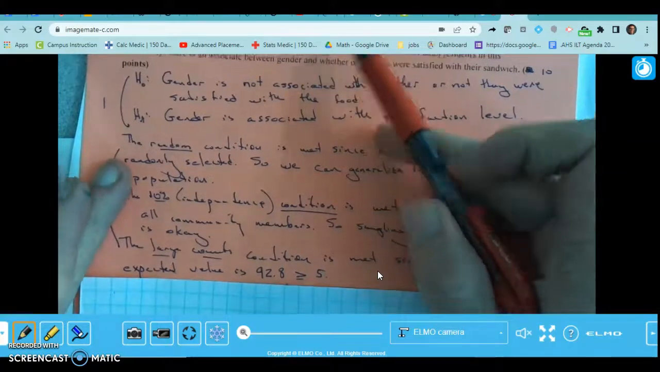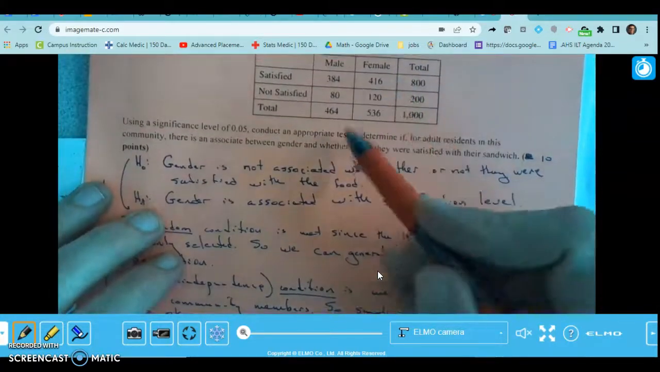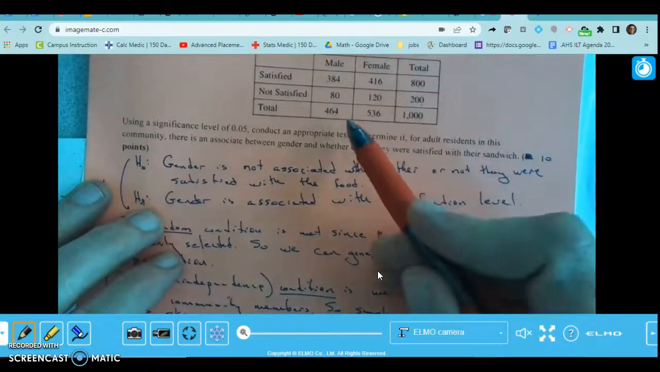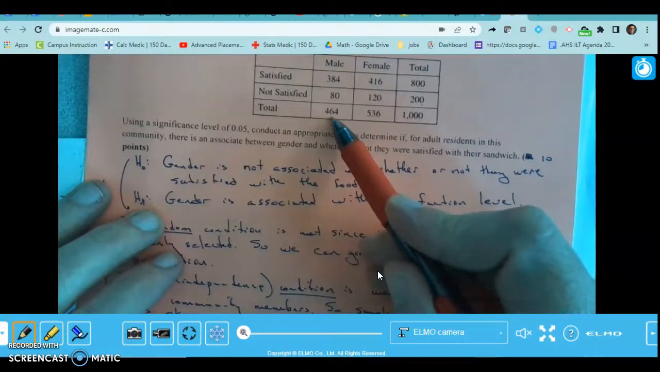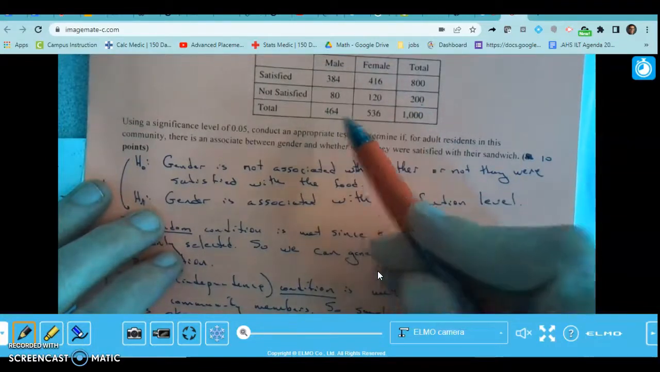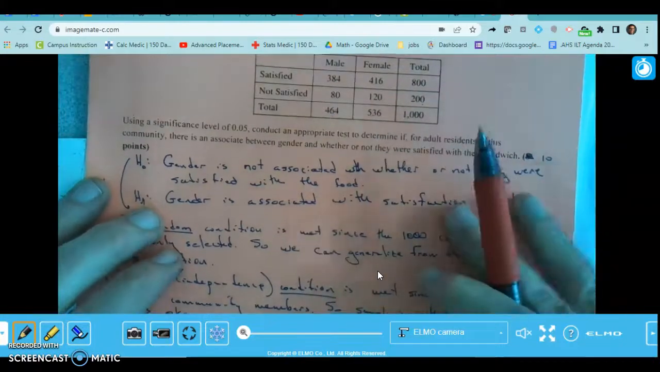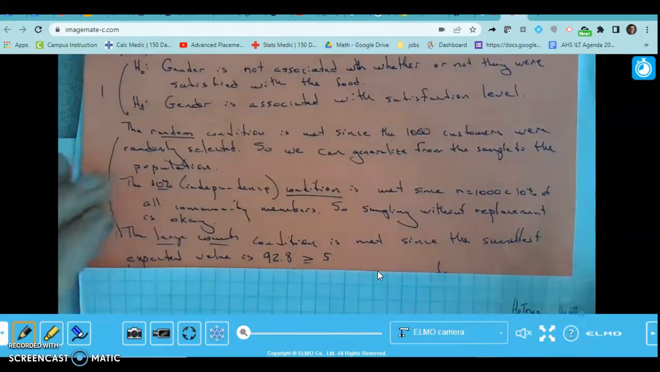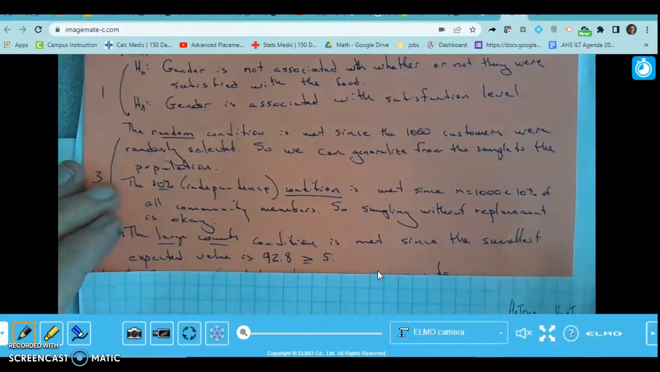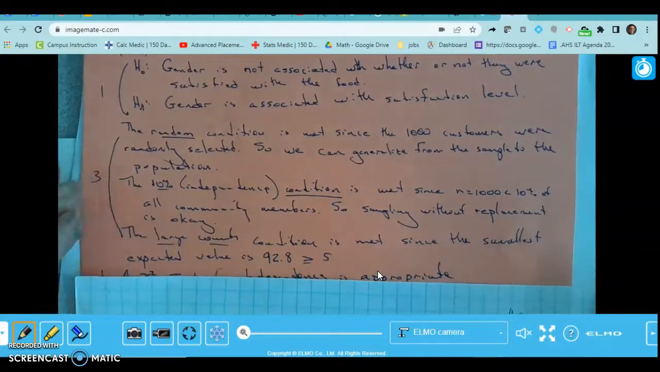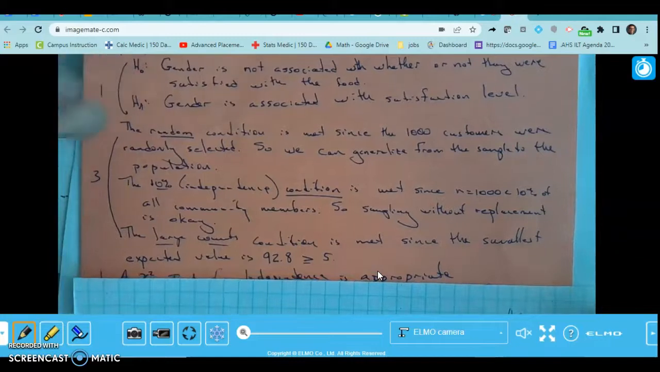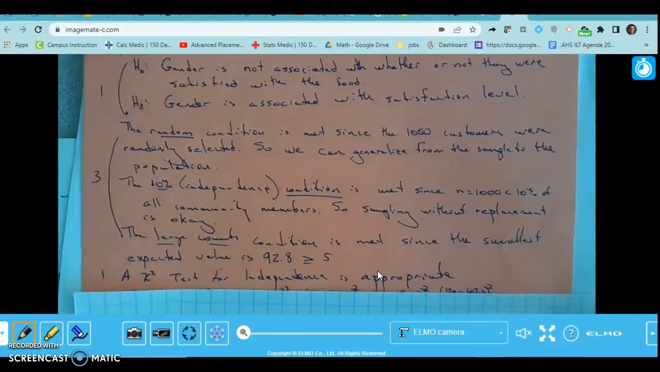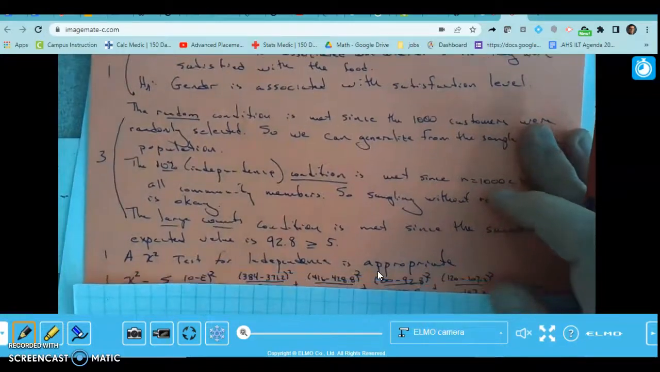So if I do row sum, 200, times column sum, 464, for the smallest row and smallest column, and then divide by the total, I think you find the expected value for that cell to be 92.8, definitely greater than or equal to 5. We meet the large counts condition. So if we think about HANTOMS, we've done the H, the A, the N. The name of the test will be a chi-squared test for independence for reasons we talked about already.